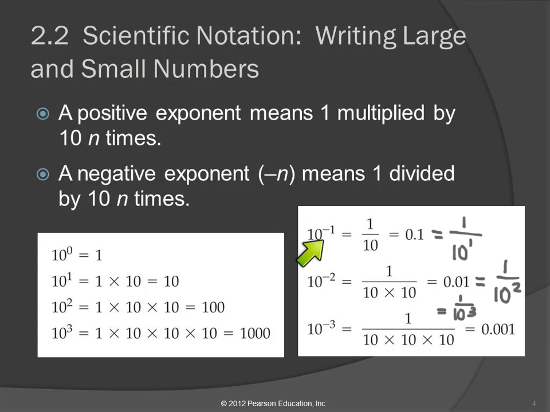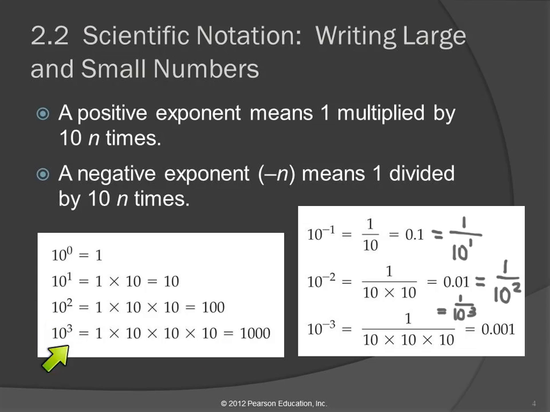So 10 to the minus 1 is, we're multiplying that by 1 over 10. Or you could say, well, isn't that dividing by 10? Yeah, it is. Dividing and multiplying are just opposites of each other. 1 over 10 is the same as 0.1. 10 to the minus 2 means 1 over 10 squared, which would be 1 over 100, or 0.01. The other, 10 cubed is 10 times 10 times 10, 3 times.